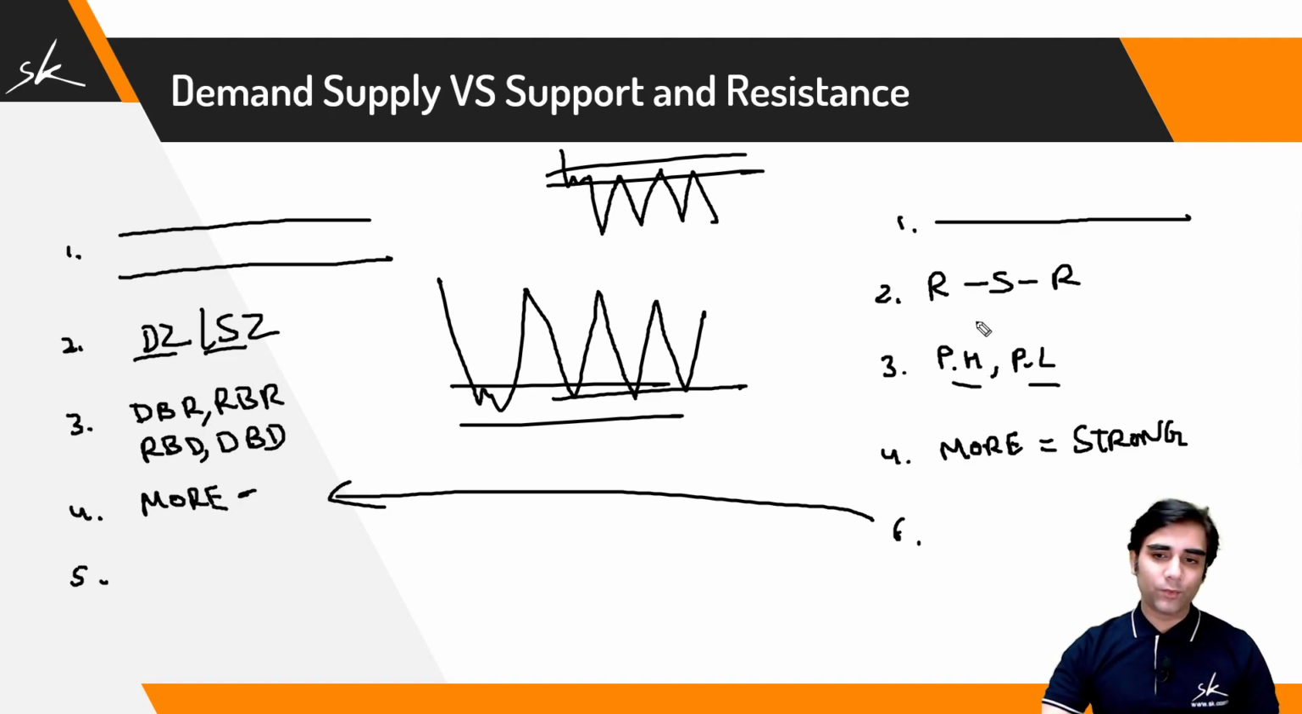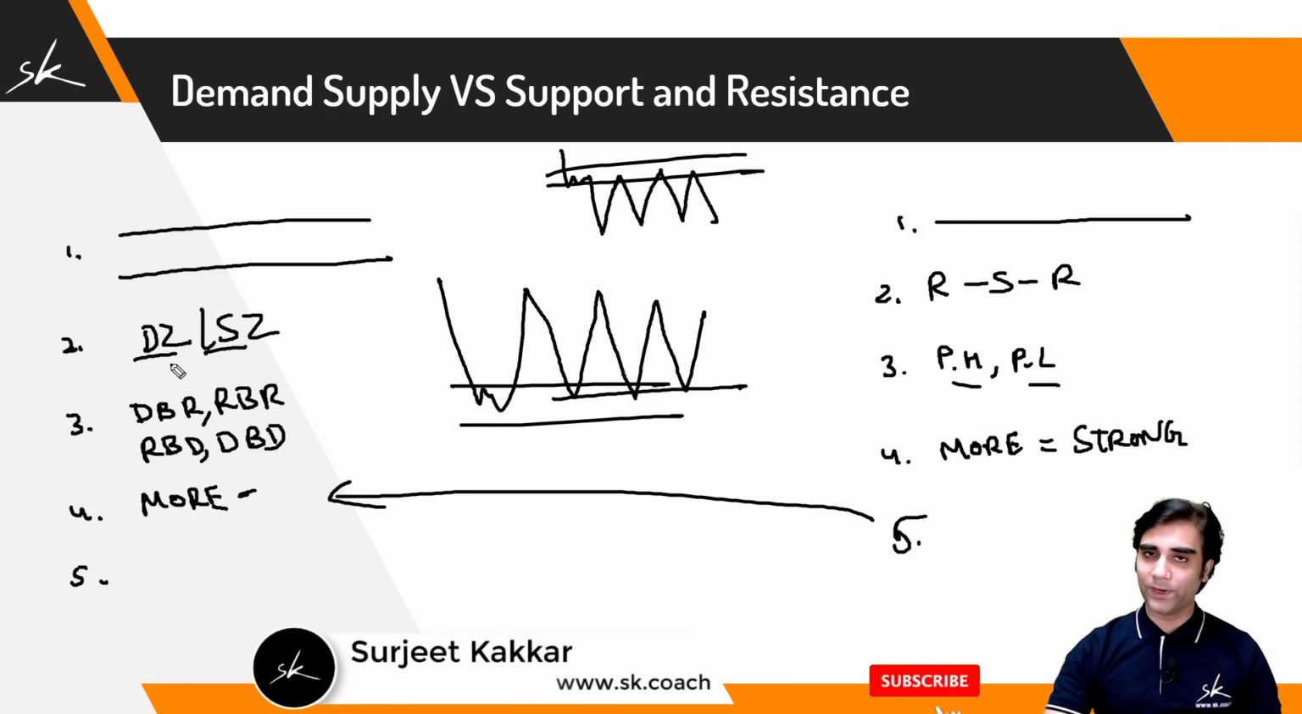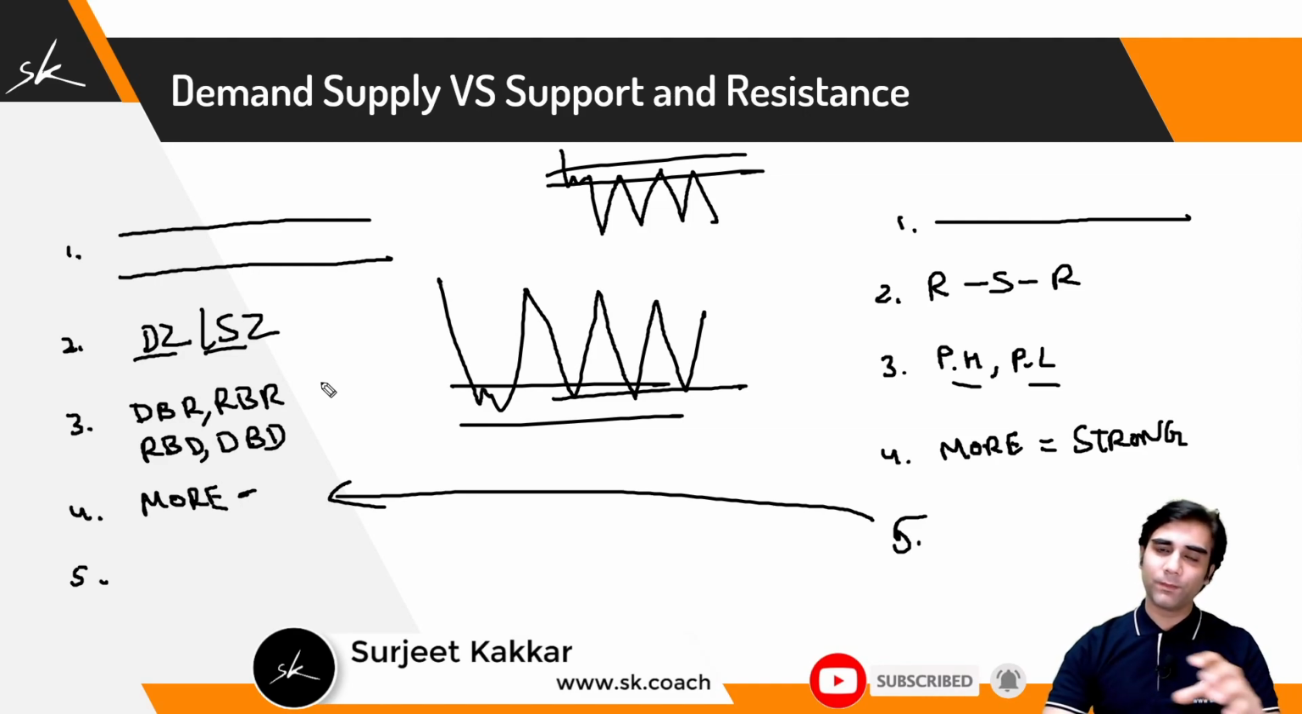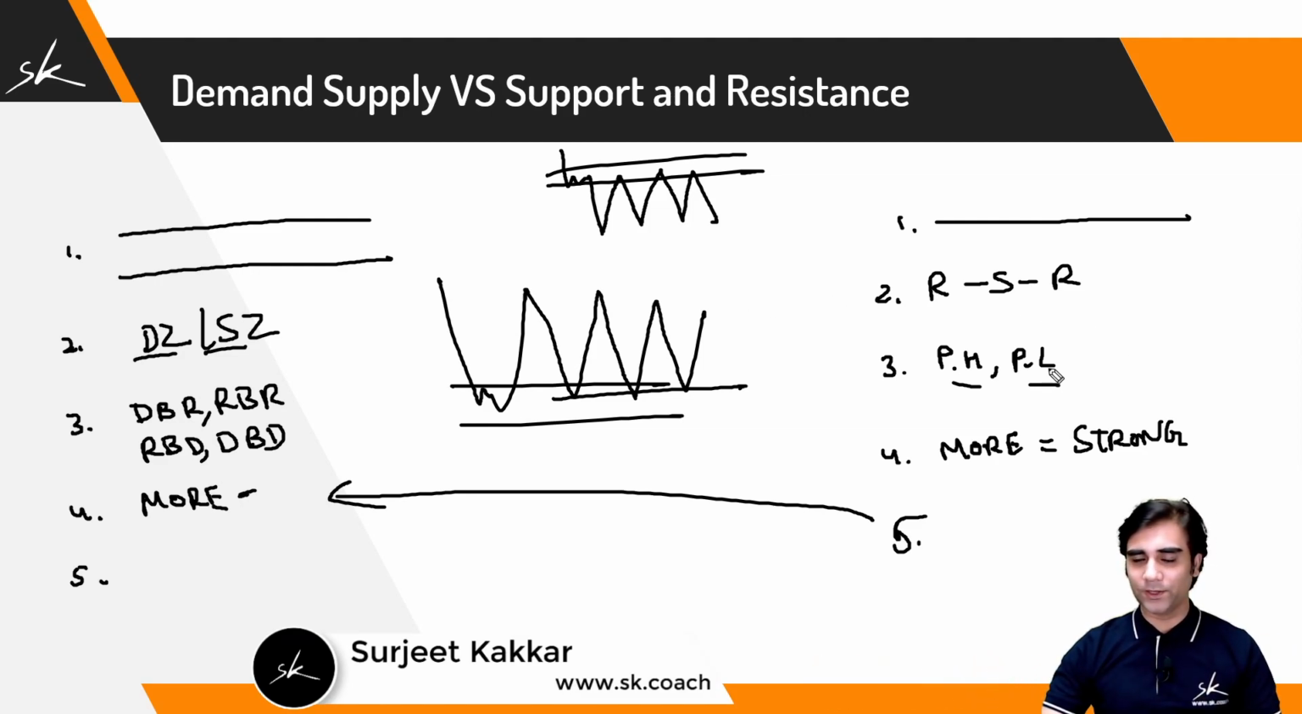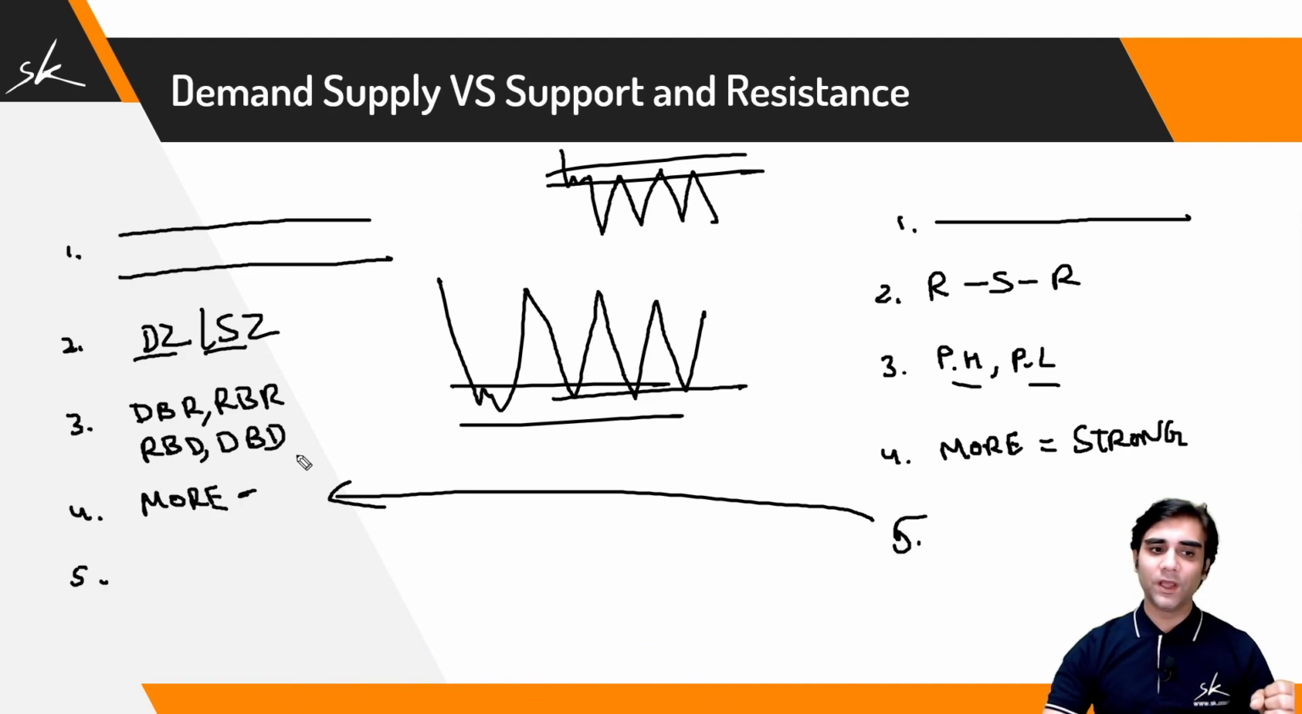But yes, I've also given you a few more differences, which is this is a zone, this is just a line. Here we have your support converting into resistance, resistance converting into support. But in demand and supply, we don't believe in that. Here we have patterns, concrete patterns for demand, concrete patterns for supply. People are just referring to pivot highs, pivot lows. Here, the more number of tests, the weaker the zone; there, the more number of tests, the stronger the zone. And the fifth one is that demand and supply creates your area of support and resistance.